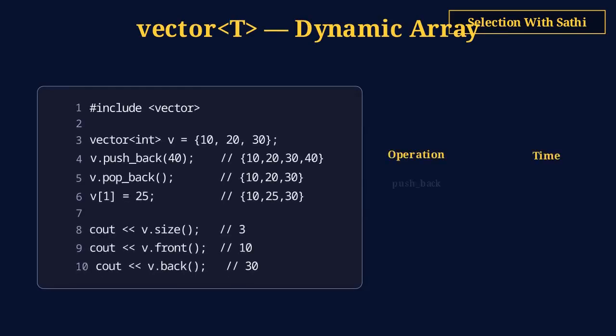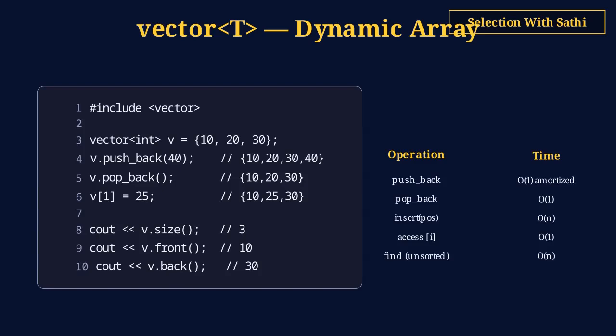Vector grows automatically as you add elements. push_back adds to the end in amortized O(1) time. You access elements with bracket notation, v[i], for O(1) random access. v.at(i) does the same but throws an exception if i is out of range. pop_back removes the last element. size gives the count, and empty checks if the vector has no elements.